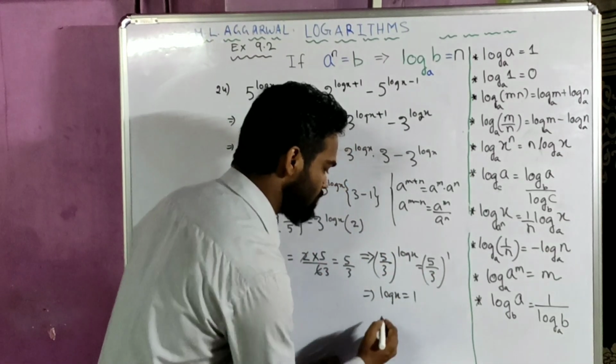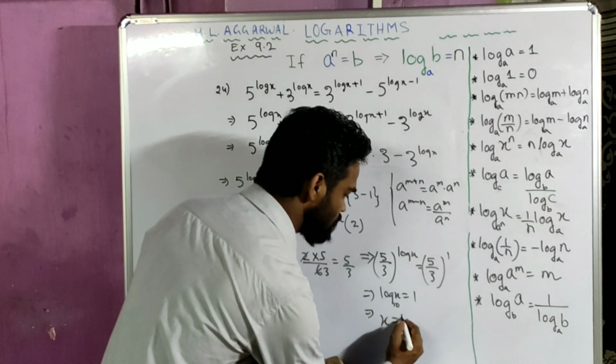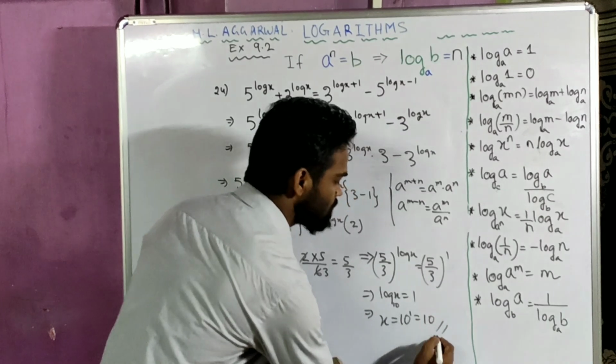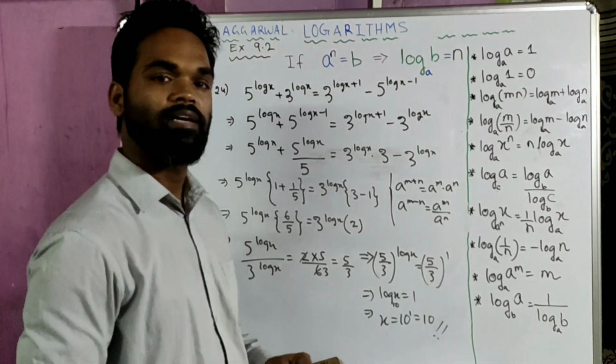Log x equals 1. We know the base is 10, so we can write x equals 10 to the power 1, that is 10. So that's your answer. Clear? Now we look at the next sum.